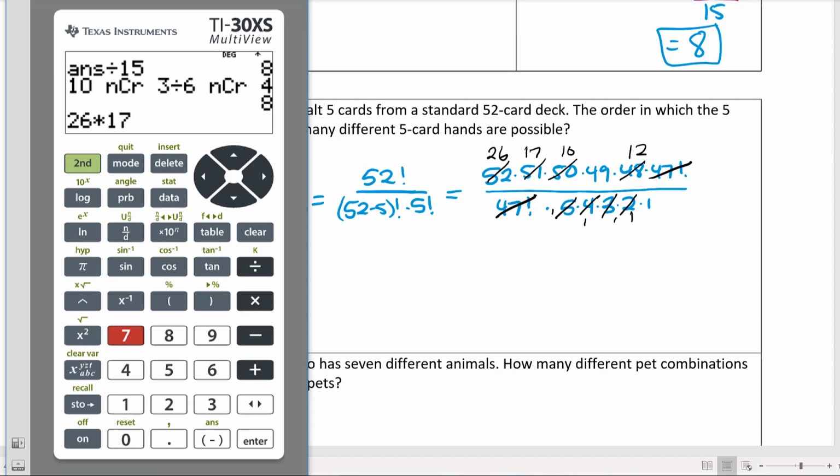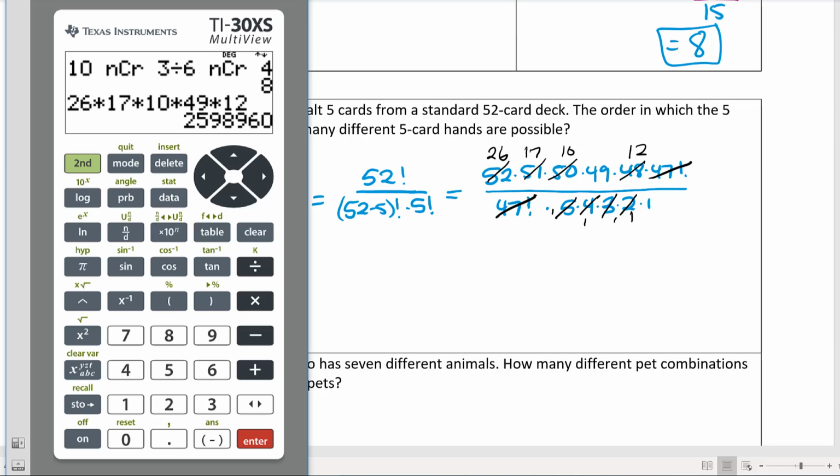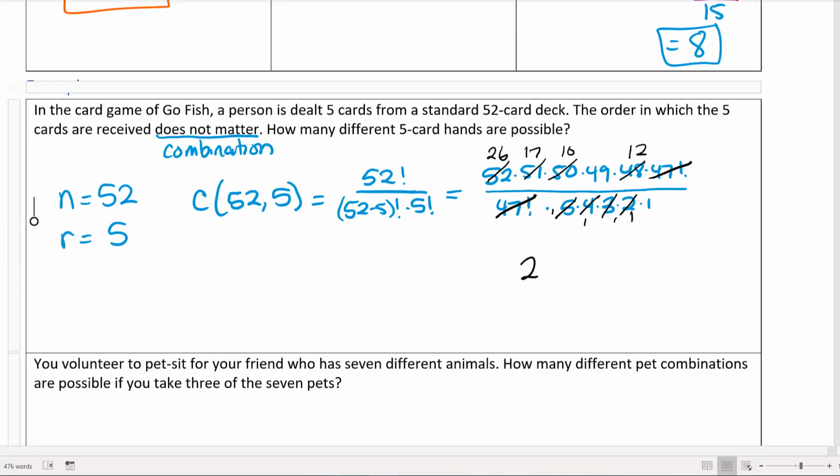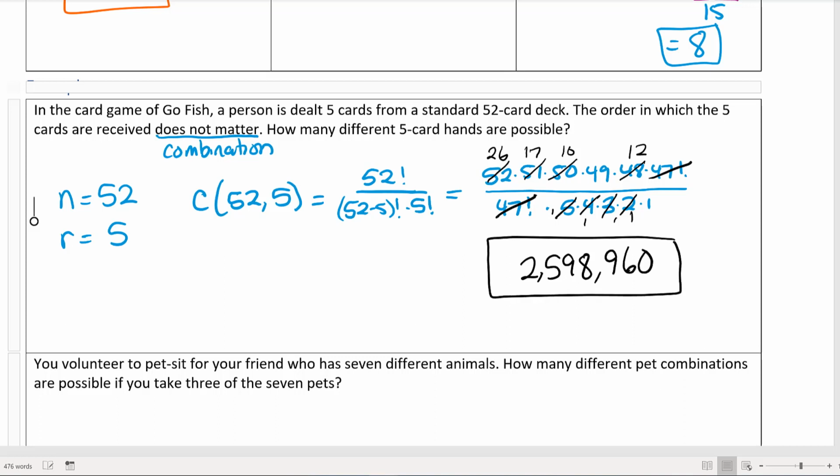So I have 26 times 10 times 17 times 49 times 12. And that's going to get me 2,598,960 different ways you could get your 5 cards for your Go Fish game.